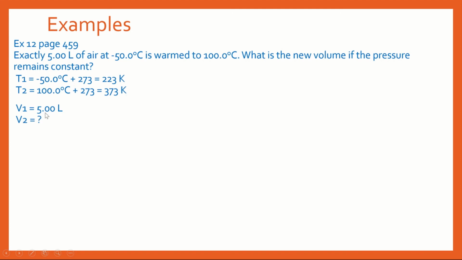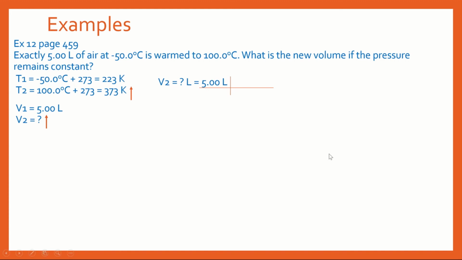Our initial volume was 5 liters. We're looking for a second volume. I'm going to set up my factor label. My second volume is unknown. I'm starting with 5 liters. I got to think this through. My temperature increased. What do I expect my volume to do? So direct relationship, I also expect my volume to increase.